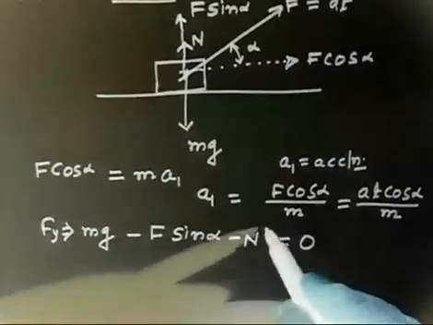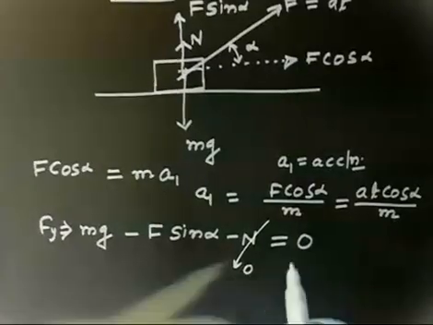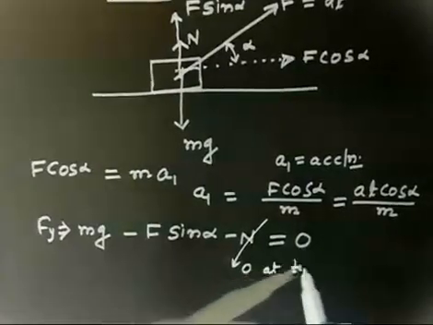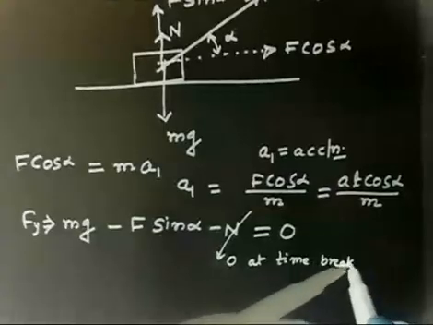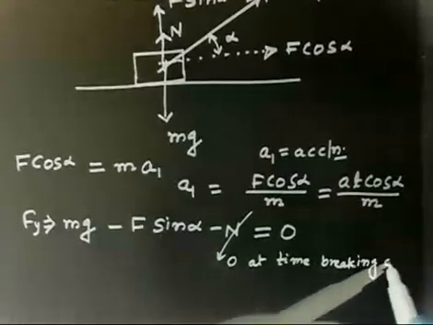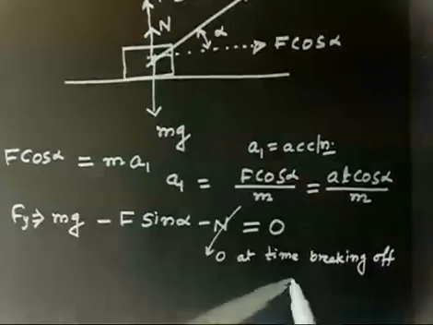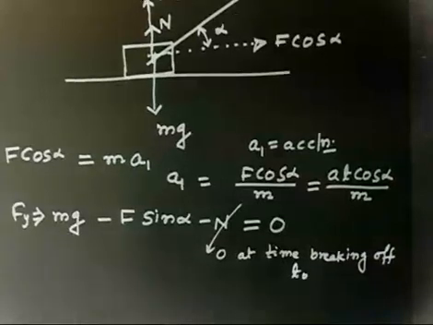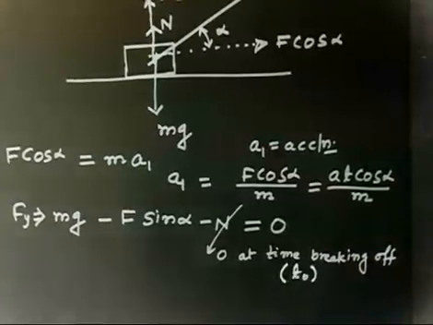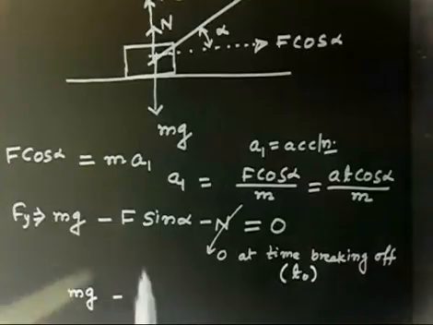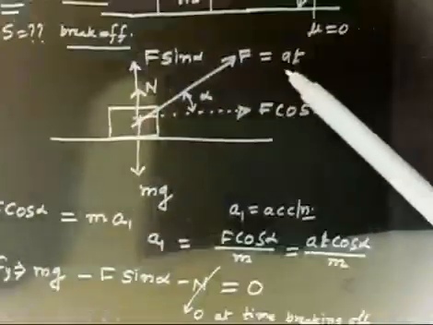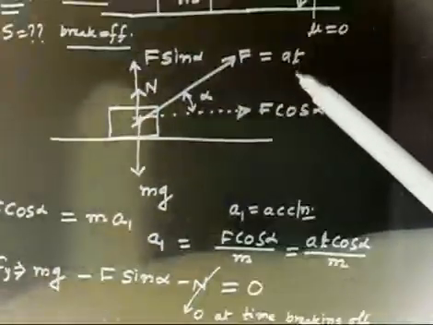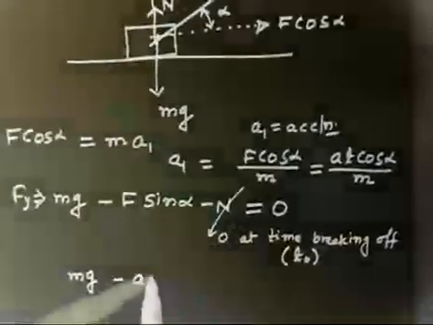So N will be 0 at the time breaking off happens. At the time of breaking off, let us say this time is t naught. Are you getting? So when the breaking off happens, the time will be t naught. So now I can write mg minus, now force is what? Force is a into t, you see here. So this force is a into t and time is t naught, so I can write a into t naught.